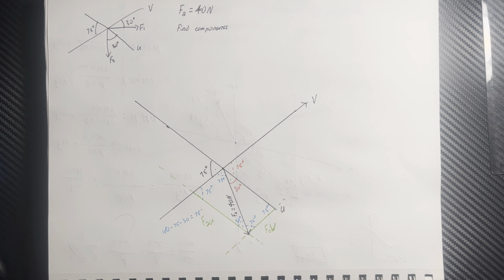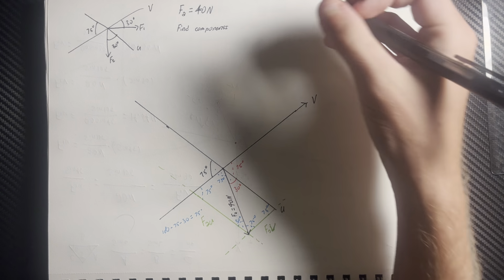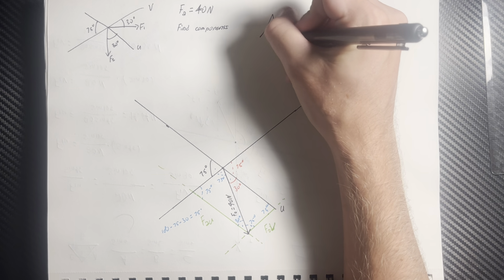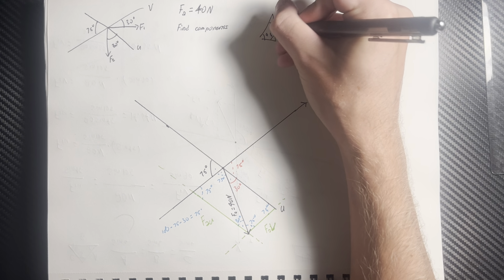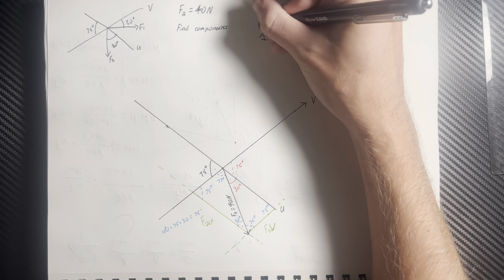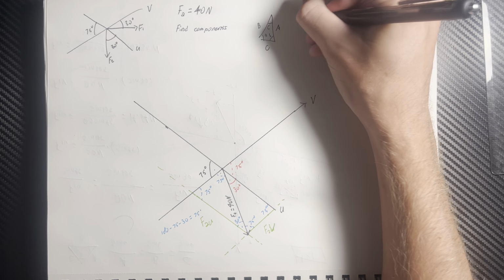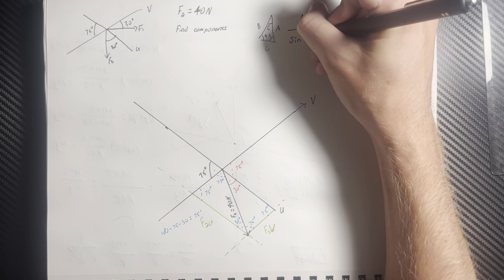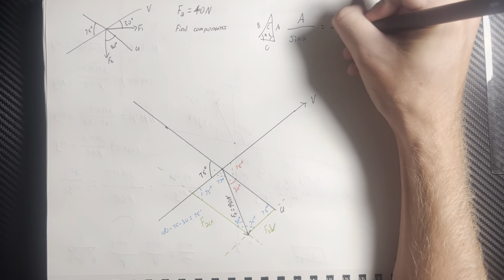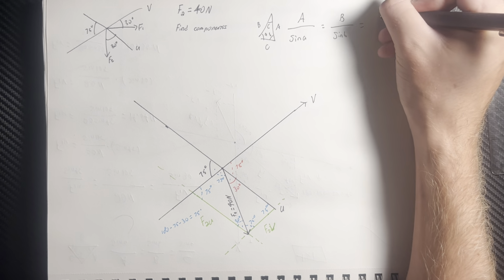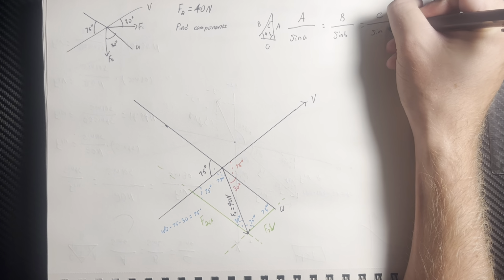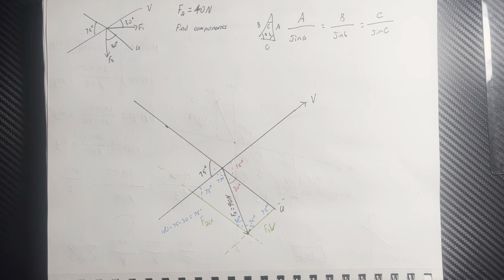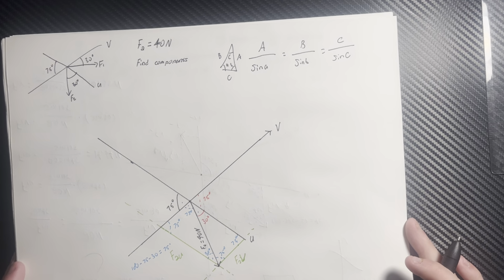All right. Now, what we can do is we can actually solve for the equation. So we need to find the components F2U and F2V. Remember, law of sines. If we have angle A, B, and C, side A, B, and C, then side A divided by the sine of angle A is equal to side B divided by sine of angle B, which is equal to side C divided by sine of angle C. All right, make sure you guys can see that.